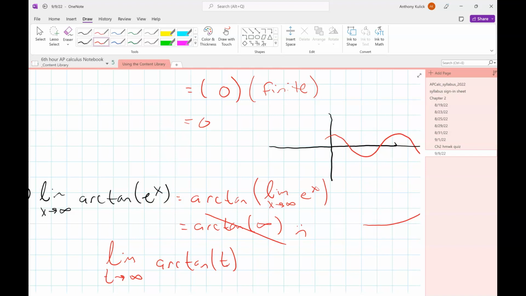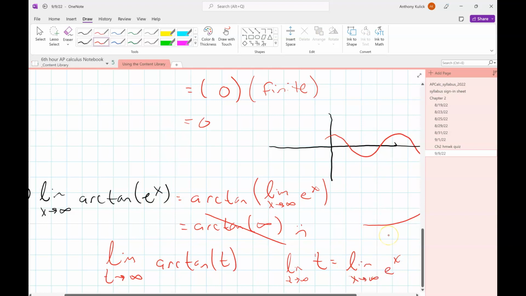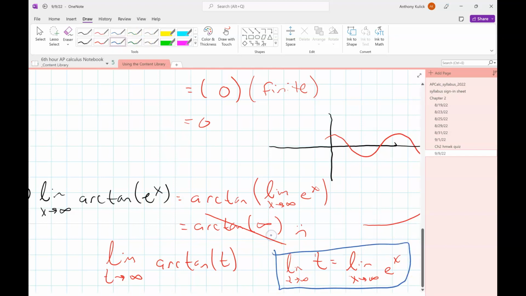Jack? So t is representing... Yeah. T is essentially like e to the x, right? So the limit as t goes to infinity is the same thing as the limit of e to the x. That's basically all I'm doing. Is that okay? So that's a little aside, just to make the notation make sense, because I can put the infinity in there and you guys know what I mean.